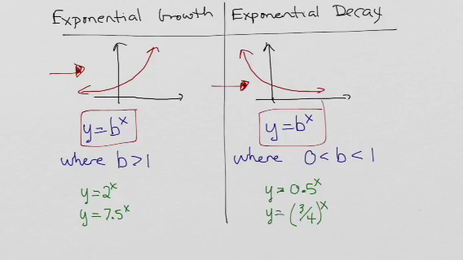So there's some examples down below in green. Y equals 0.5 to the power of x. Again, 0.5 is between 0 and 1. Or y equals 3/4 to the power of x. Again, 3/4 is somewhere between 0 and 1.